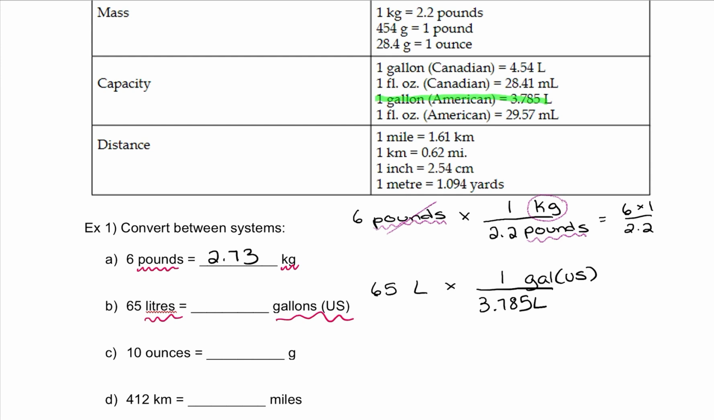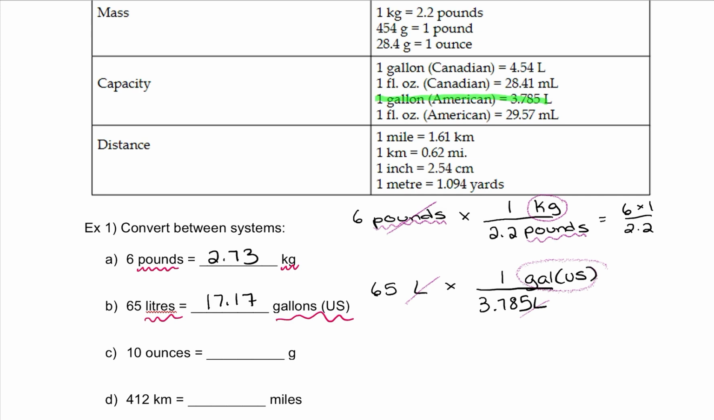Now we can see again that our liters is going to cancel, and our answer will be left in US gallons. 65 times 1 divided by 3.785. Really, you don't need to worry about multiplying by 1. You're just going to do 65 divided by 3.785, and that's going to give you an answer of 17.17.